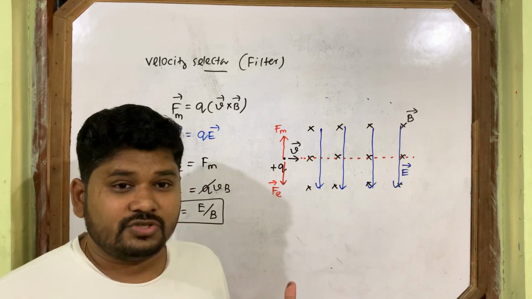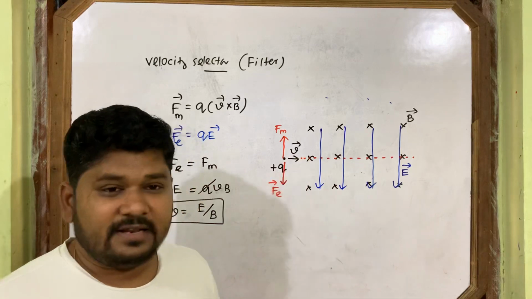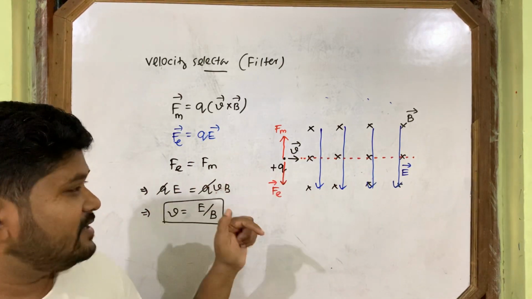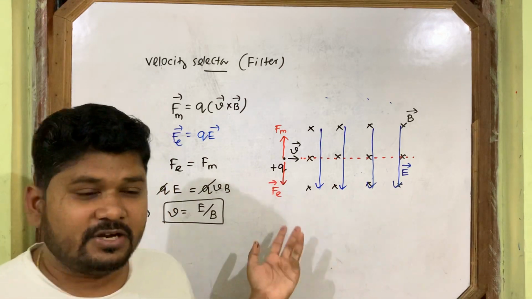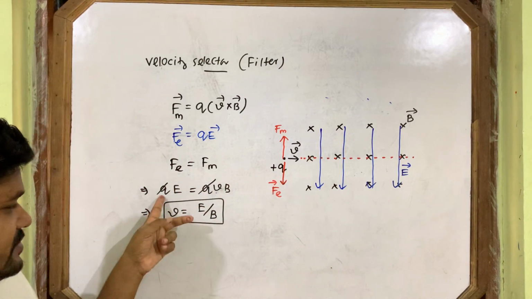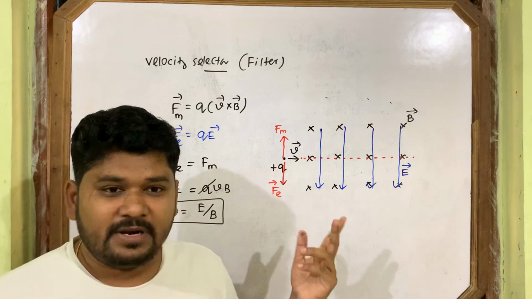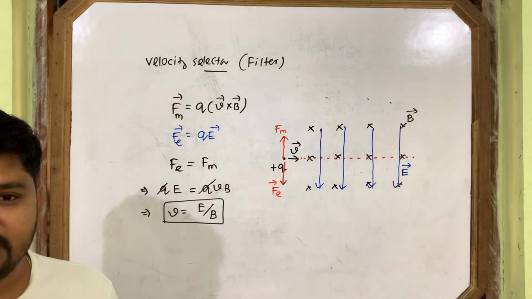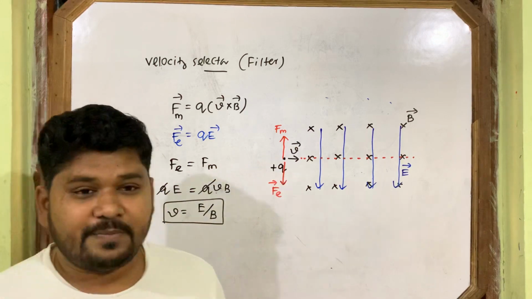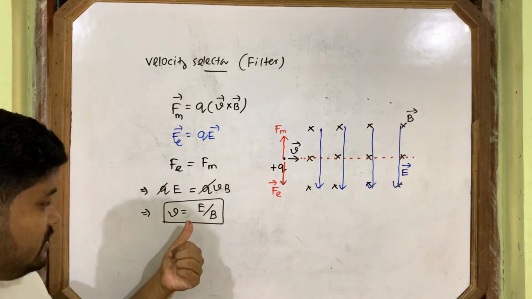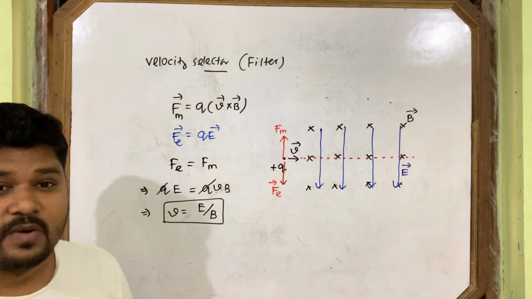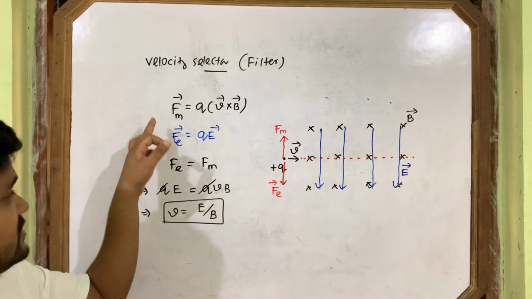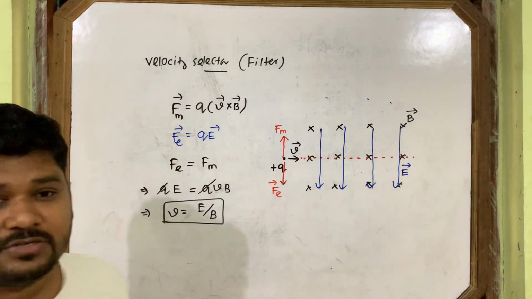Suppose the same particle, or any particle, now enters. It doesn't matter which particle is moving, because you see q cancels. But it should be positive: if the direction of the field is like this, then the charge should be positive. So if any other positive particle enters with more than this velocity, then what happens? If the velocity is more, you see the expressions of the two forces, which force depends on velocity?